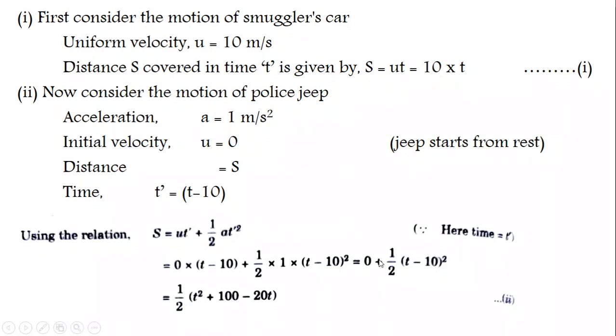Further resolve this equation, 1 by 2 into t minus 10 whole square, using the a minus b whole square formula: a squared plus b squared minus 2ab. So t squared plus b squared, where b is 10, so 100, minus 2ab, 2 into t into 10, so 20t. This is equation 2, and this is equation 1.